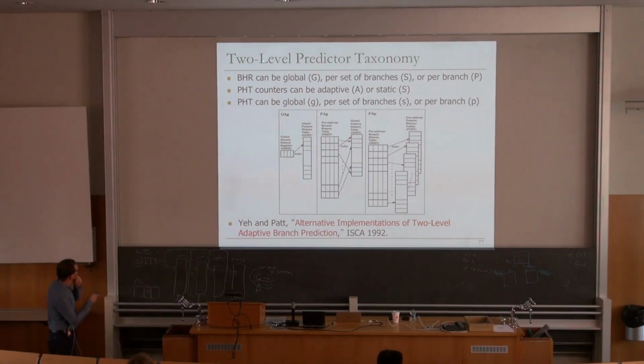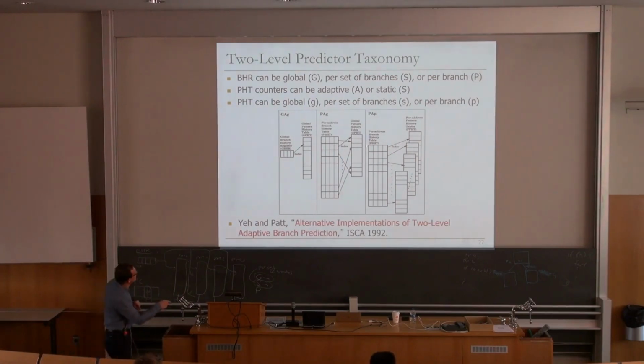Basically, in this case, these are different taxonomies, and these are three examples of this. The branch history register, I call it the global history register over here, but it doesn't have to be global. That history register can be global, maybe meaning one register for all branches, or it could be per set of branches, multiple registers, with different sets of branches mapped to different registers based on the PC, or it could be per branch in the extreme case. You have one register for every branch. And we've seen this one clearly, and we've seen also this one.